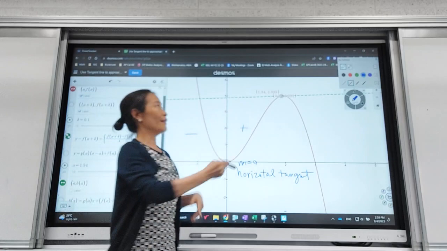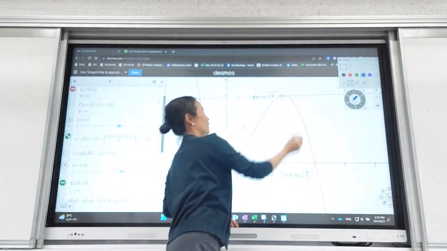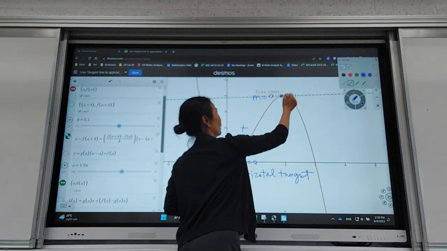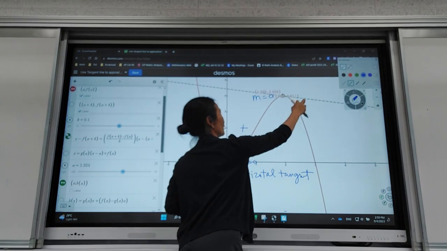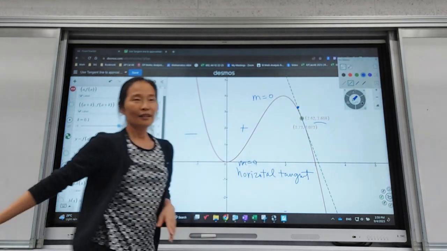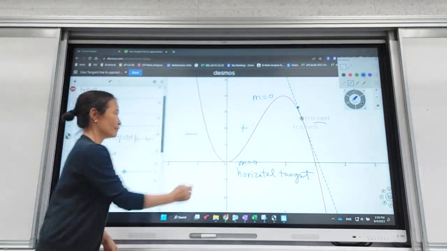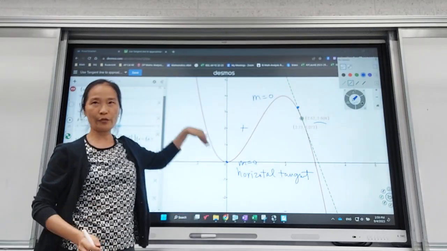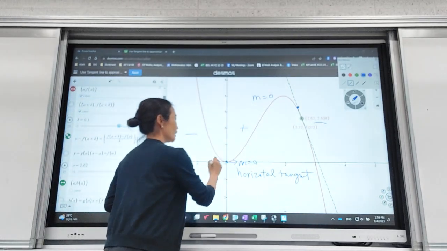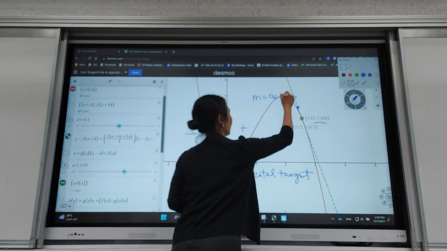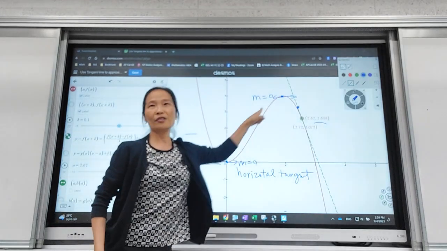Slope is 0 again, right? That's when slope is 0. And then slope is going to be negative, but again, do you notice that there are 2 times for this graph where you have the slope equal to 0? And where is that location?